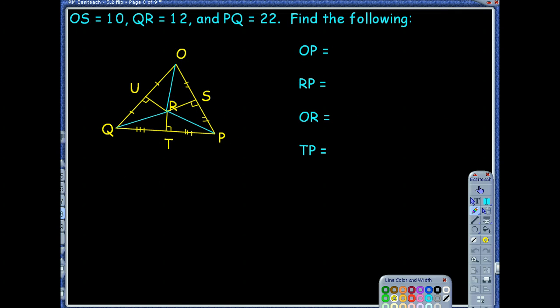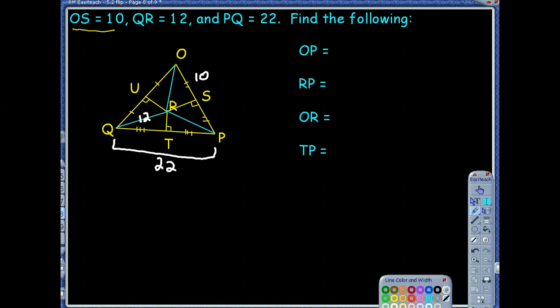So let's apply these now. We have a couple examples. Notice the given information here. I'm going to label some stuff in this picture so that we can work with it. The length of OS is 10. The length of QR, this length right here, is 12. We know that PQ, this whole thing, is 22.